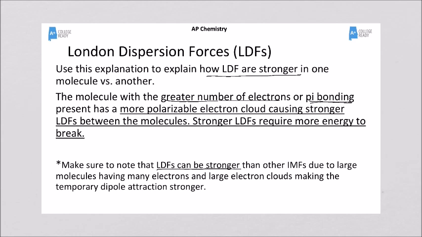Now, there is a case where, and we tend to say LDFs are the weakest, but there is a case at the bottom where LDFs could be stronger than dipole-dipole, which we'll discuss in a minute. Because if you have a really large molecule, it has so many electrons that those clouds are so polarizable that LDFs actually end up being stronger than some small polar molecules' attraction to each other. So we'll see that later on.